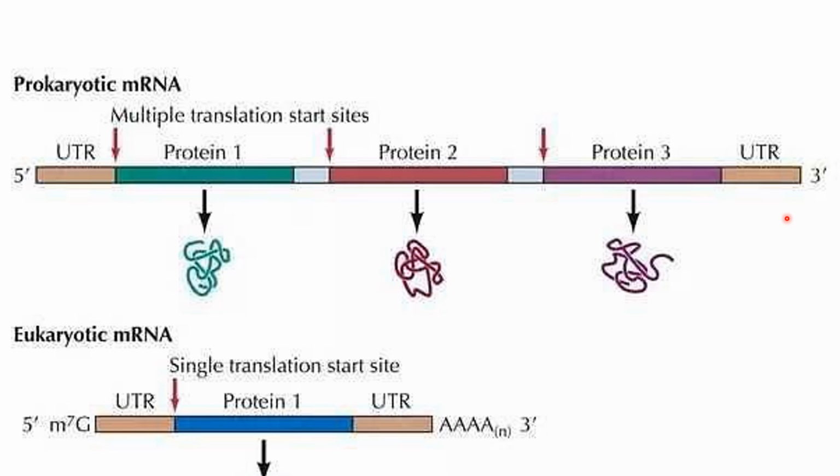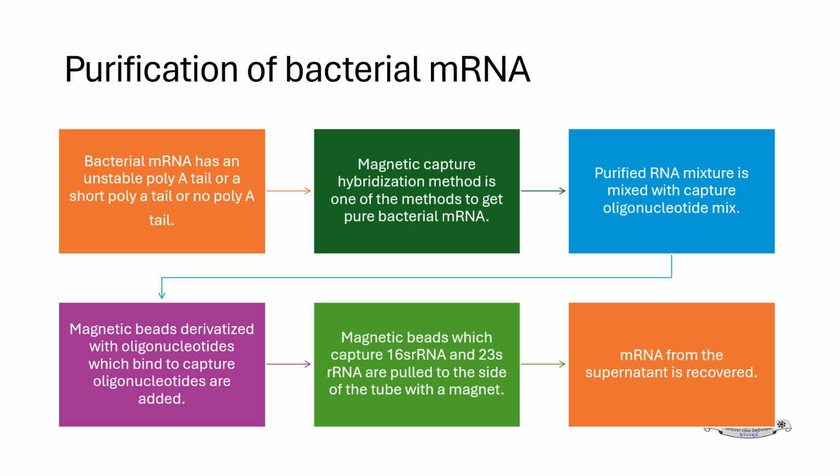So for the purification step of obtaining mRNA, there is a difference in procedure for prokaryotic mRNA and eukaryotic mRNA. Bacterial mRNA usually has a very unstable or very short poly A tail, or there is no poly A tail. So poly A tail cannot be used for the separation and purification of the bacterial mRNA.